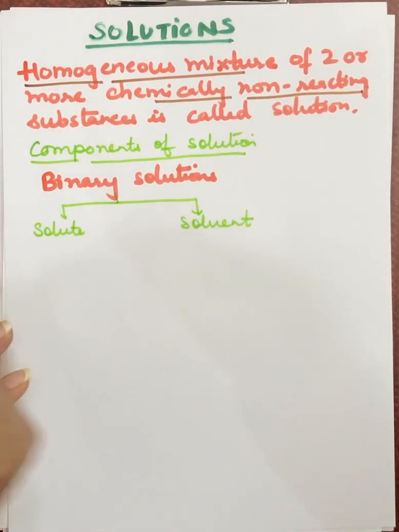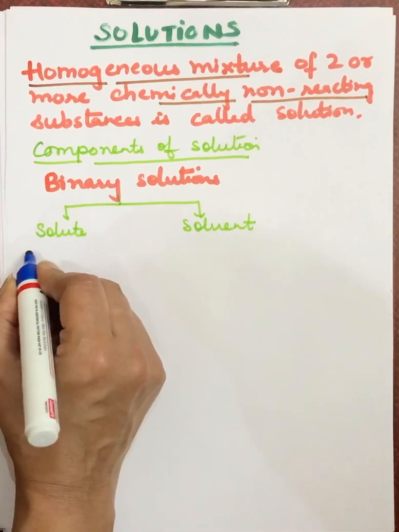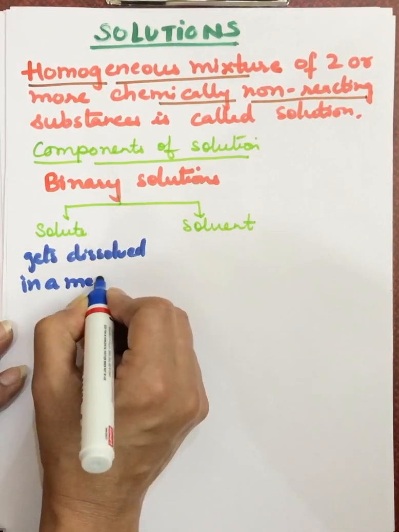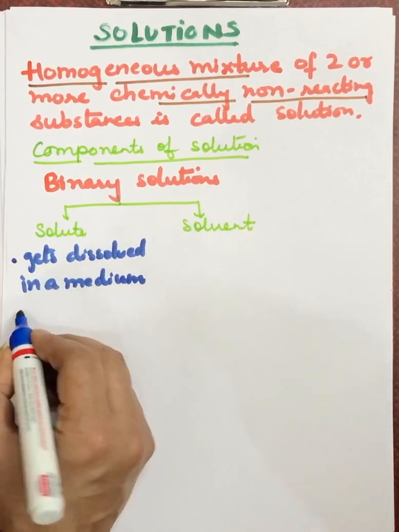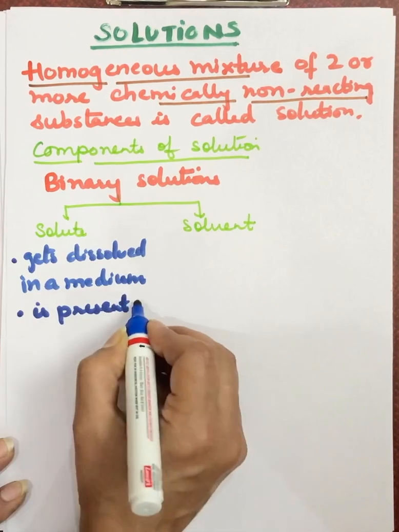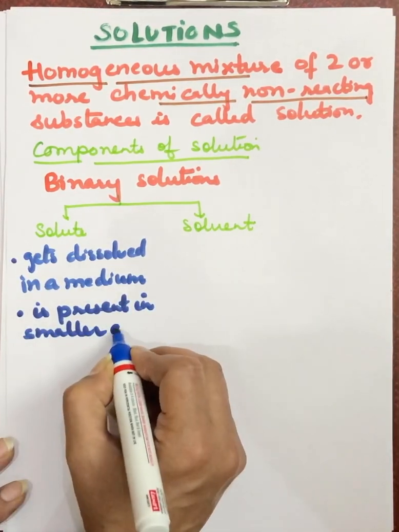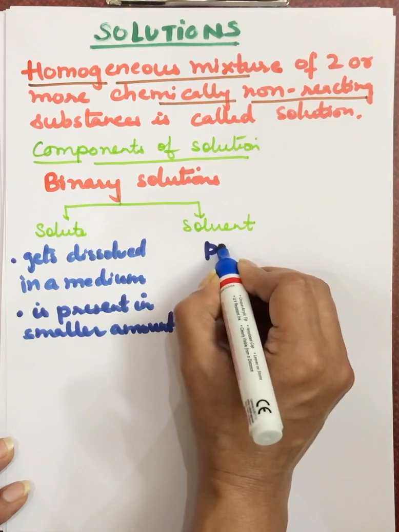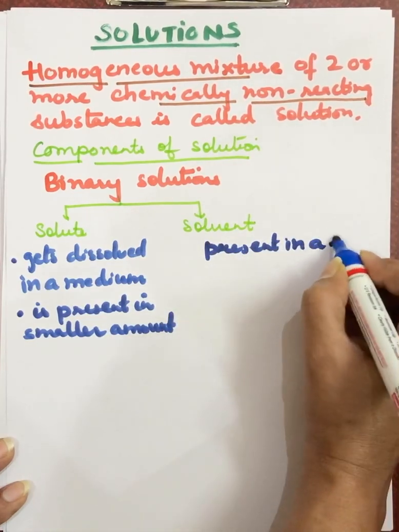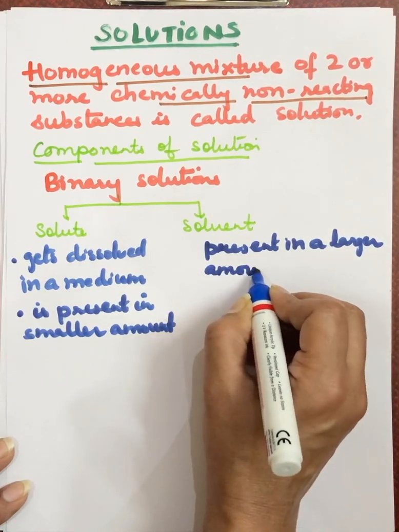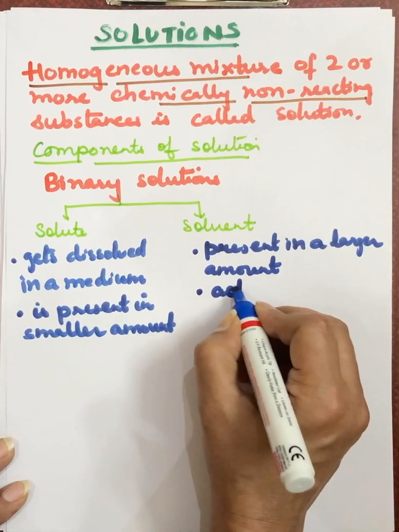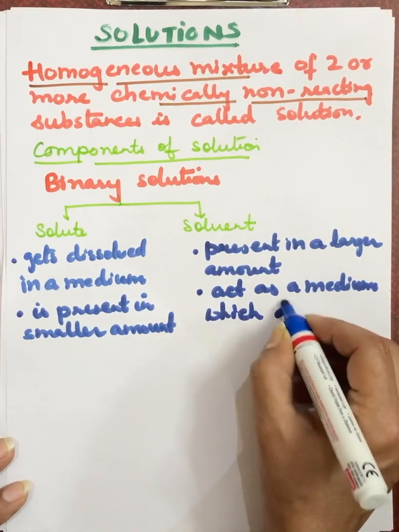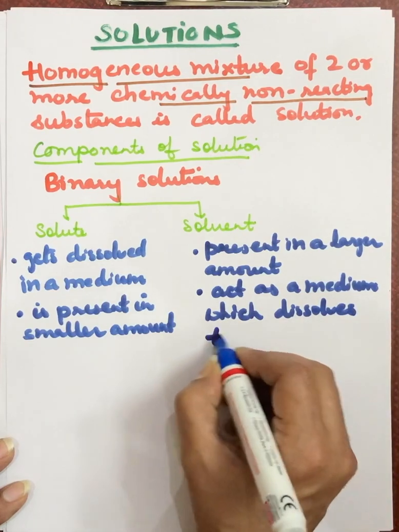Now, what is a solute? It is a component of the solution which gets dissolved in a medium. In something it gets dissolved, and it is present in smaller amount. So what is a solvent? It is a component of the solution which is present in a larger amount and acts as a medium which dissolves the solute. In this, the solute will dissolve.